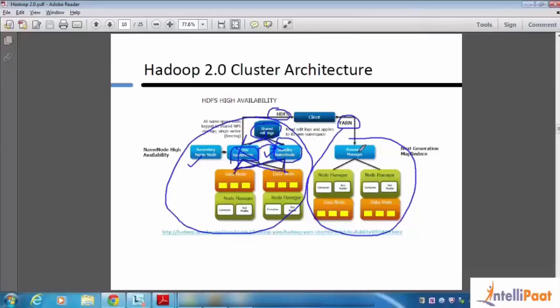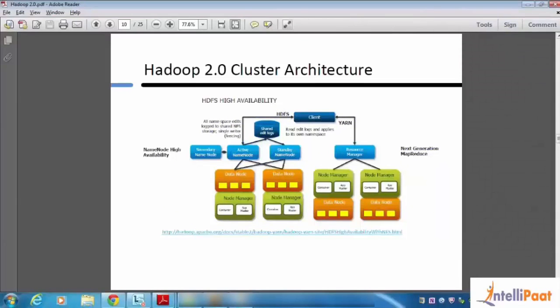With respect to YARN, which is about processing of the data, the processing framework, right? Earlier there was MapReduce. Some people call it next generation MapReduce, but it is basically the next generation of the processing framework, not the MapReduce framework. Why? Because it allows you to write distributed processing programs in languages other than MapReduce, not only MapReduce, okay? We will understand this architecture in more detail going forward. Right now, let us just assume that there is something called YARN, which is basically an enhancement to the existing MapReduce framework, right? So this is how the cluster architecture looks.